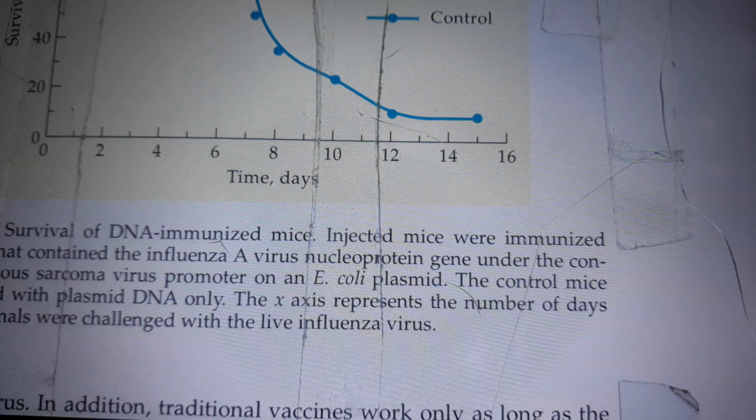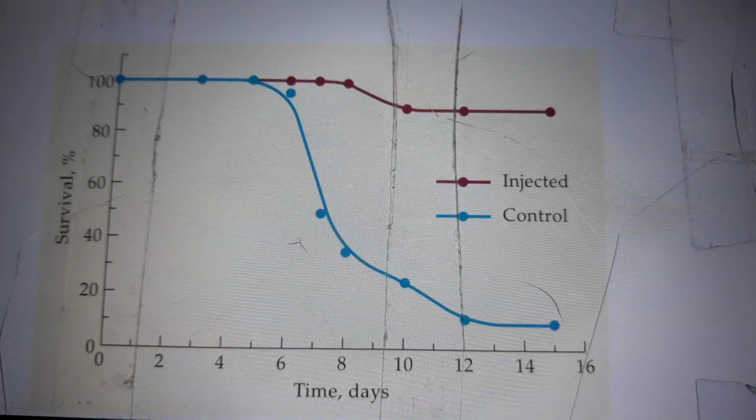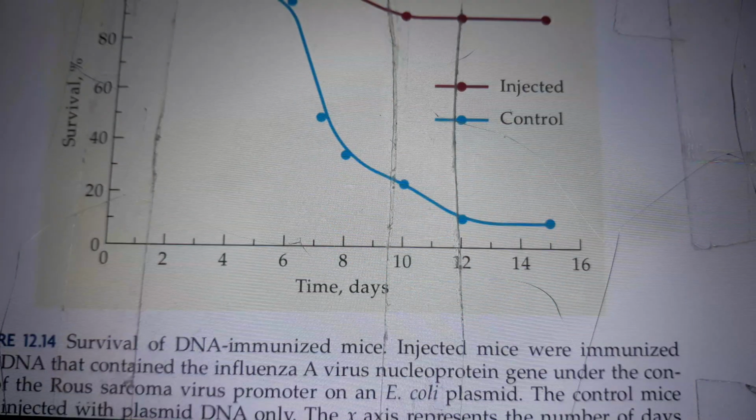Mice were immunized with DNA that contained the influenza A virus nucleoprotein gene under the control of the Rous sarcoma virus promoter in an E. coli plasmid. The control mice were injected with plasmid DNA only. The x-axis represents the number of days after the animals were challenged with the live influenza virus. And this is the picture of that, survival percent of injected and control, and time in days.